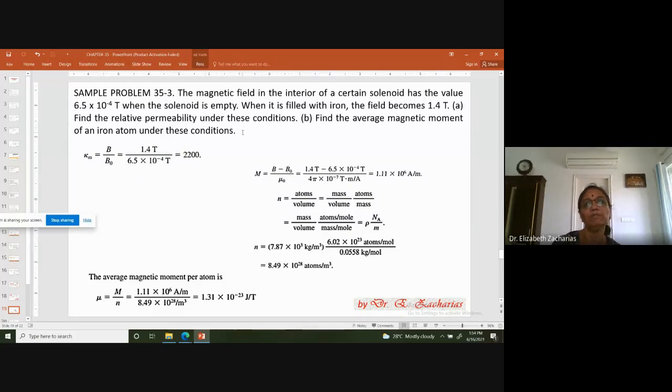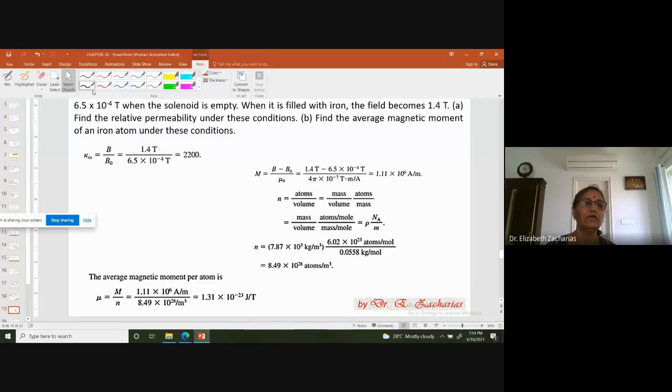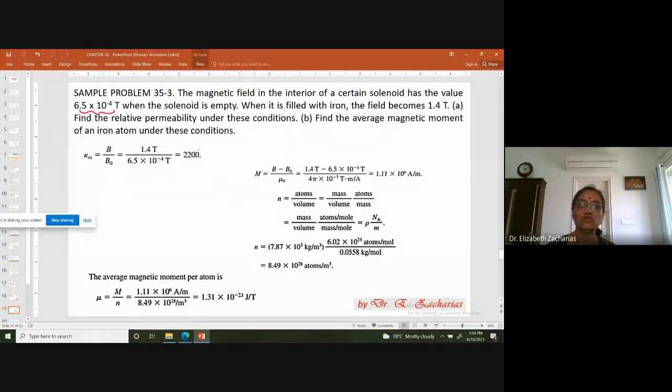Let's just look at this problem. The magnetic field in the interior of a solenoid has a value 6.5 into 10 to the power of minus 4 Tesla. This is actually B naught, equal to 6.5 into 10 to the power of minus 4 Tesla. This is when the solenoid is empty. That's why we say it is B naught. Then you fill it with iron. Iron, you know, is ferromagnetic. The field now becomes 1.4 Tesla. You can see how much it has grown.